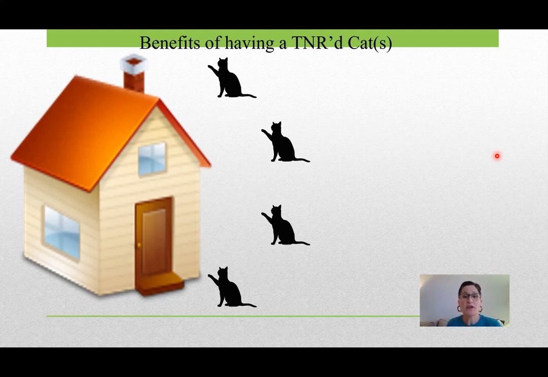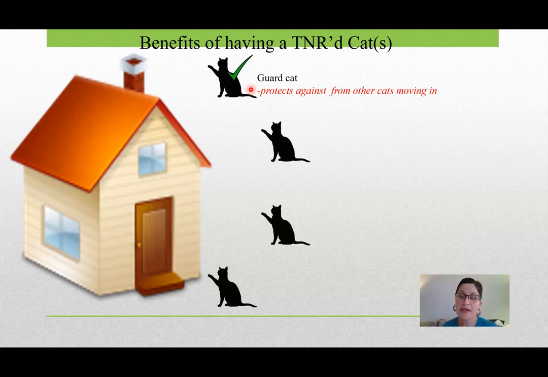Okay, so if you have cats already protecting your house, if you will, these are the benefits of having those cats already there. So 1, they do act as guard cats. So again, they do protect against any other cats moving in, because again, cats will kind of just roam around until they find their place, their home, if you will. So if there are cats already there, the other cats would just kind of keep going.